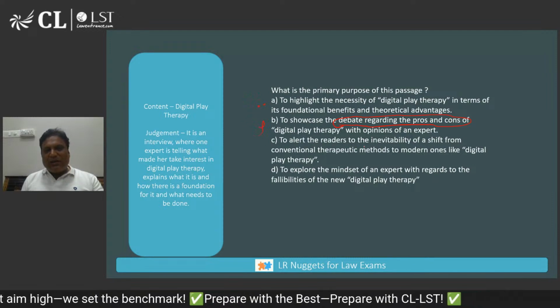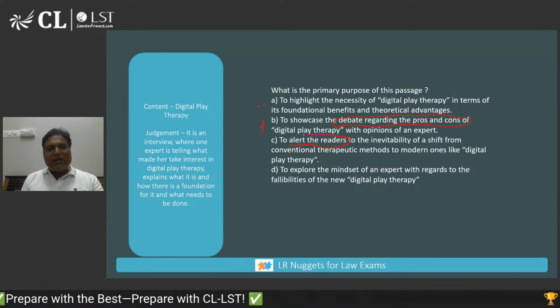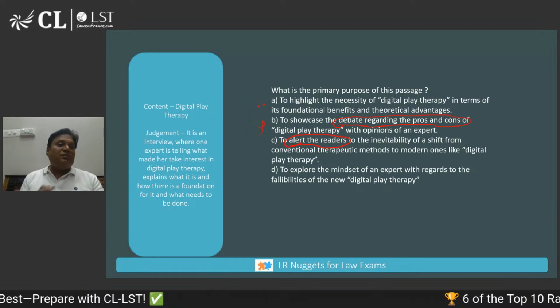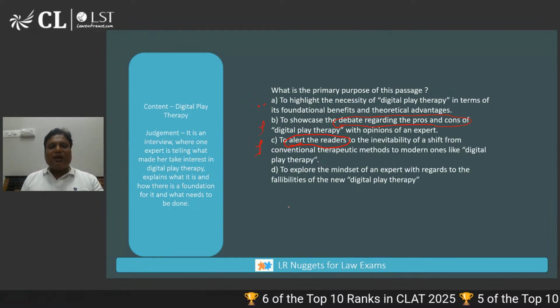Next is: to alert the readers to the inevitability of a shift. Look at this language, to alert the readers. Where is that alarm? Where is that tone in the passage? This is a complete tone mismatch. This can't be the answer.